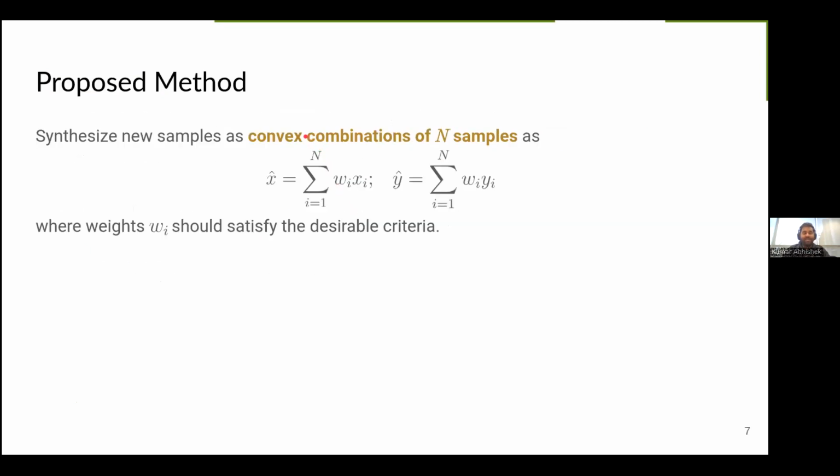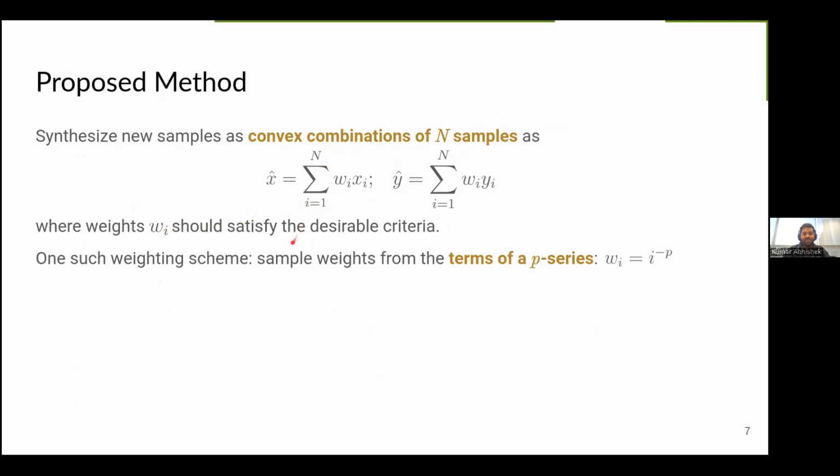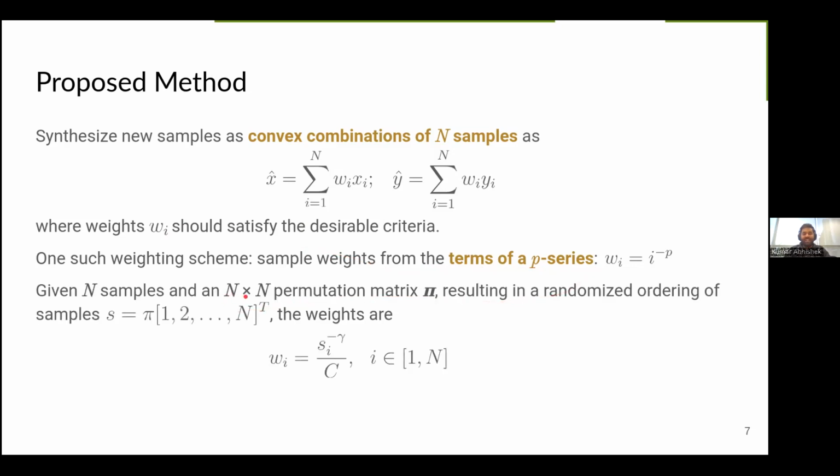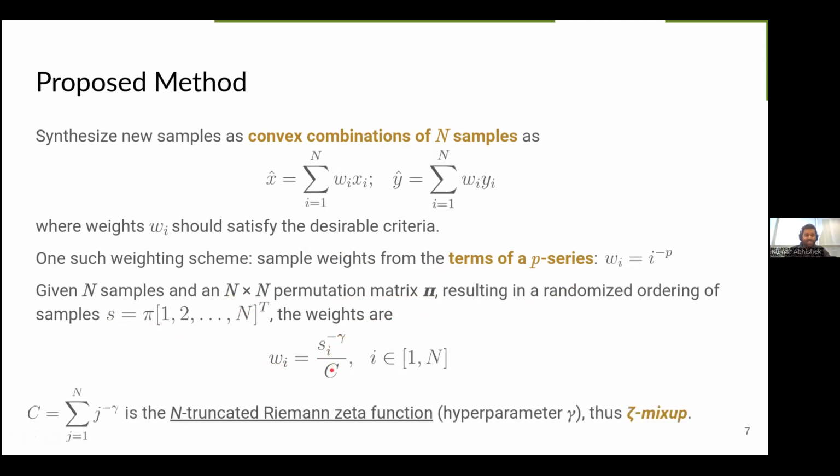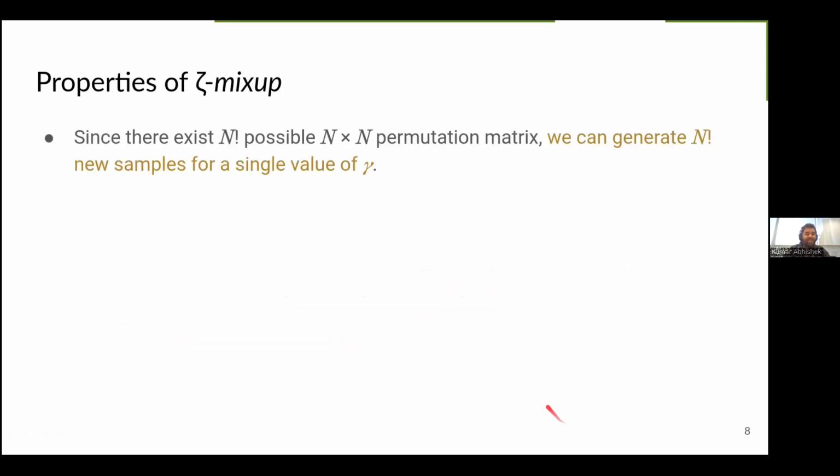Our proposed method synthesizes new samples using a convex combination of n original samples, with weights Wi denoting the weights assigned to the original samples. We choose the weights to satisfy the criteria mentioned above using the terms of a p-series. So given n training samples, we generate an n by n permutation matrix, which results in a randomized order of the samples. And the weights assigned to these samples are the normalized terms of a p-series, where the normalization constant c is the n-truncated Riemann zeta function with the hyperparameter gamma. And therefore, we call our method the zeta-mixup augmentation method.